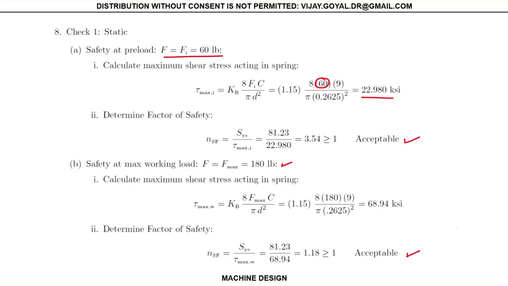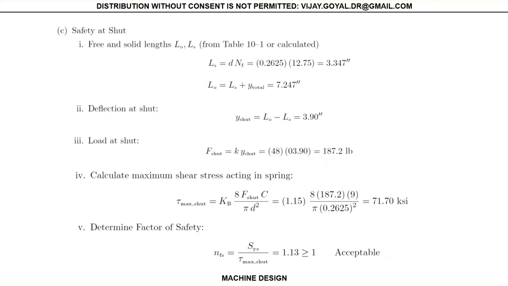And what happens at shut? To evaluate that, I need to go back to table 10.1. You evaluate this at 10.1 and you need to find your L sub S, L sub 0, and find it at shut. This is nothing else than Y total, just remember that. And then F shut is Y total multiplied by K, and this gives you this value. Find your stress at shut. It's the same equation. So this shows me this is good. So the problem is just saying statically my problem is safe.